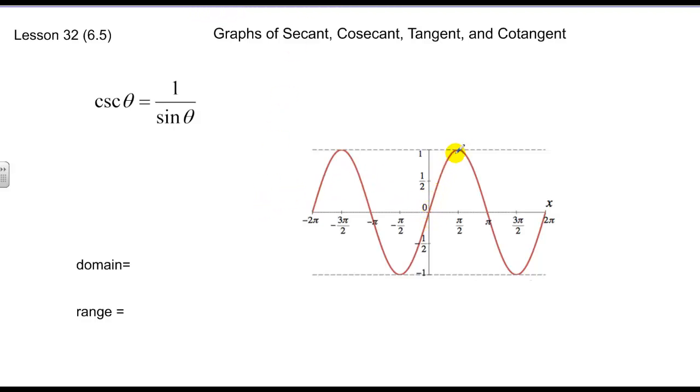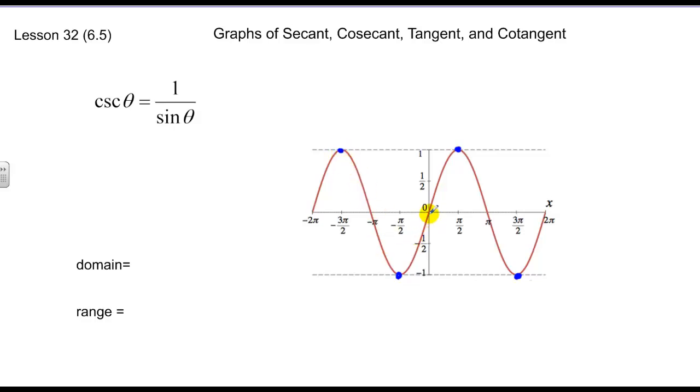Starts at 0, goes up to 1, down to 0, down to -1, and back up. And I've got two periods of that going from -2 pi to +2 pi. Now, if I want to graph the reciprocal of that, then I have to take every point on this graph and take 1 over that. So let's start with the easy ones. 1 over 1 is 1. 1 over -1 is -1. I do that everywhere.